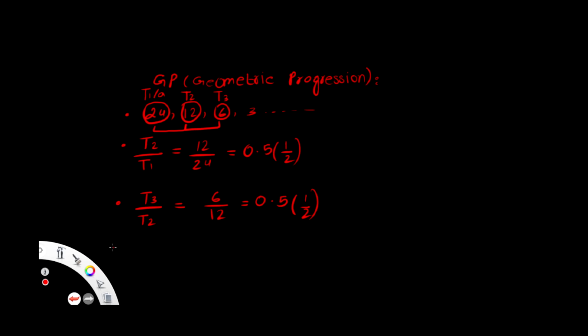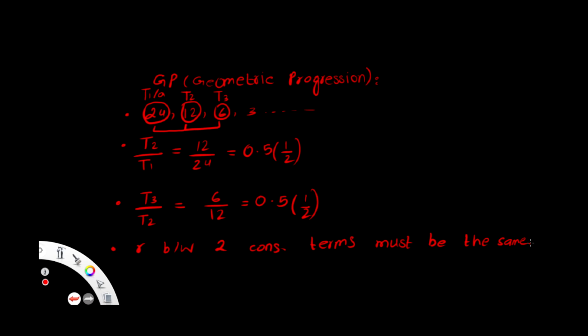So once again, all that matters in a geometric progression is the ratio between two consecutive terms, which must be the same. So that is it for the concept of geometric progression.